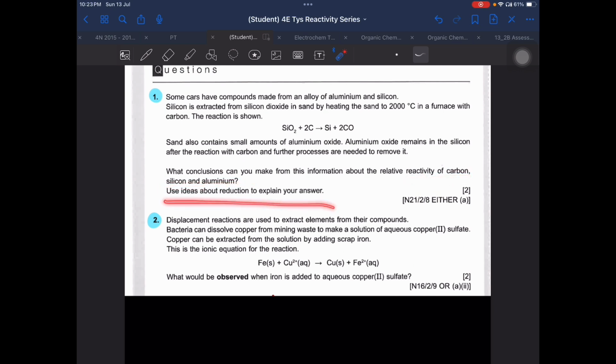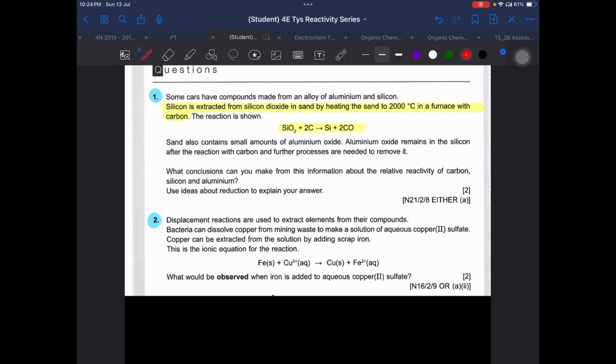Use ideas about reduction to explain your answer. Let's read the line in yellow again. Silicon is extracted from silicon dioxide in sand by heating the sand to 2000 degrees Celsius in a furnace with carbon. So this is a reaction that you see over here.